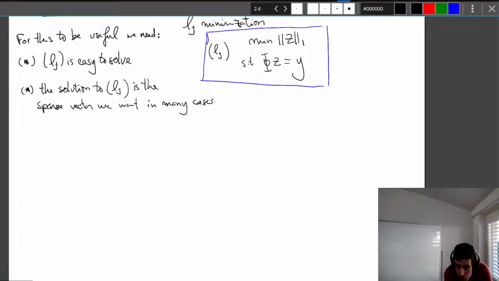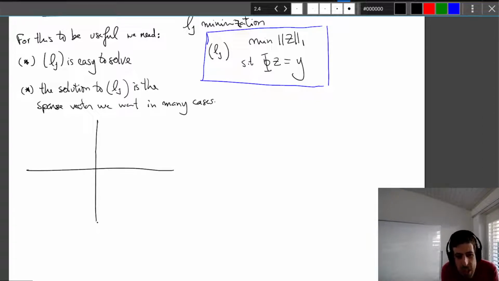So I'm going to convince you today of both these properties, but before that I want to show you a picture. How should we think of L0 minimization and L1 minimization? I have this picture also in the lecture notes. I'll try to reconstruct it somewhat. The problem is that the right place to see these things is not in two dimensions.